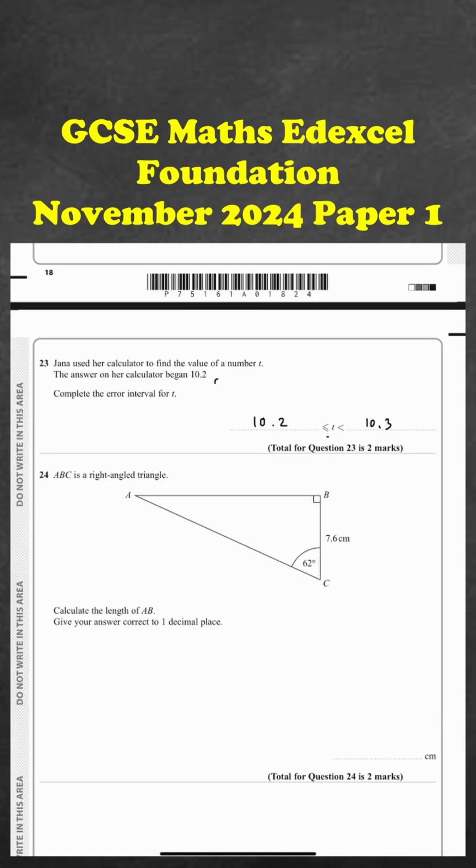Question 24. ABC is a right-angled triangle. Calculate the length of AB. Give your answer correct to one decimal place. So we want AB. Let's call this x, which is the opposite side. And we have the adjacent side. Don't need to use the hypotenuse at all, so we need to use tan. So trigonometry. Tan 62 equals opposite over adjacent, x over 7.6. Therefore, x equals 7.6 tan 62.